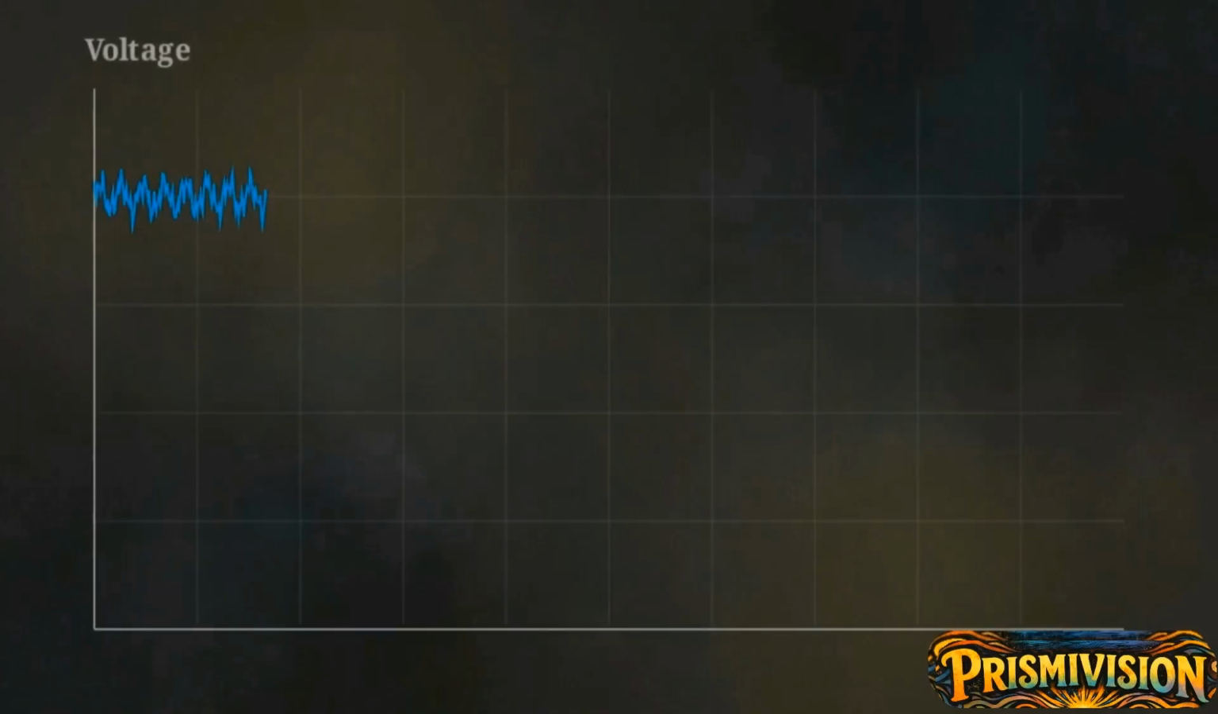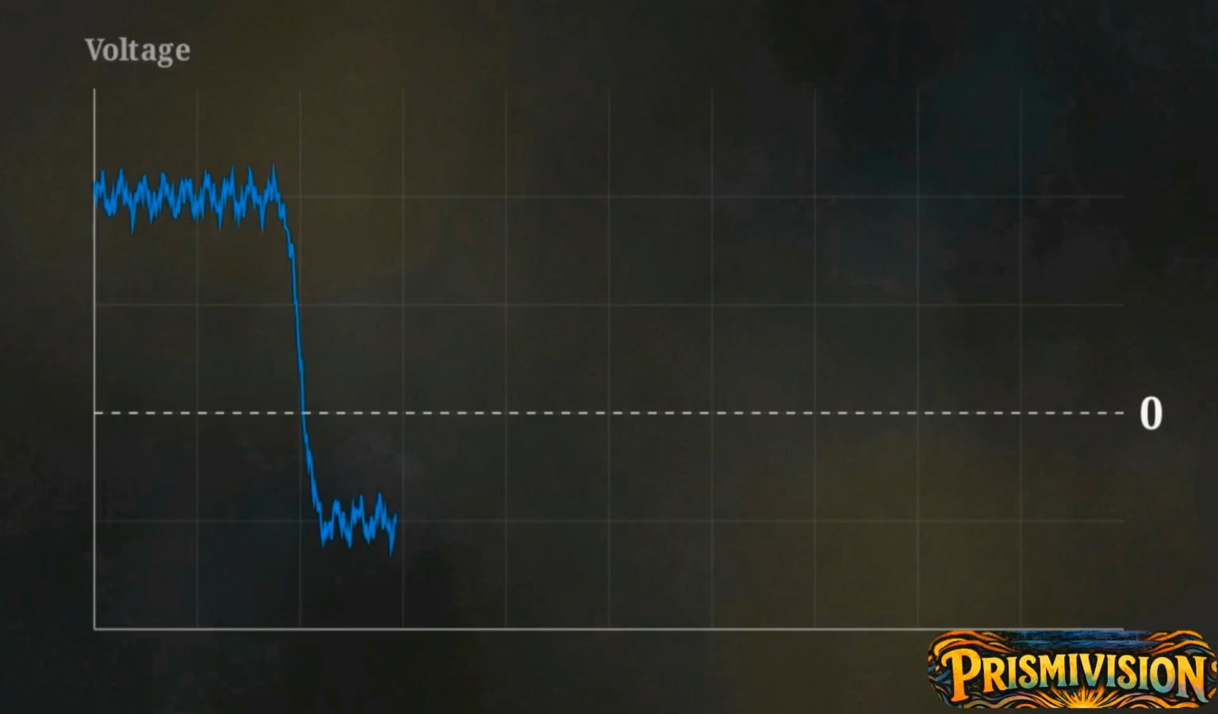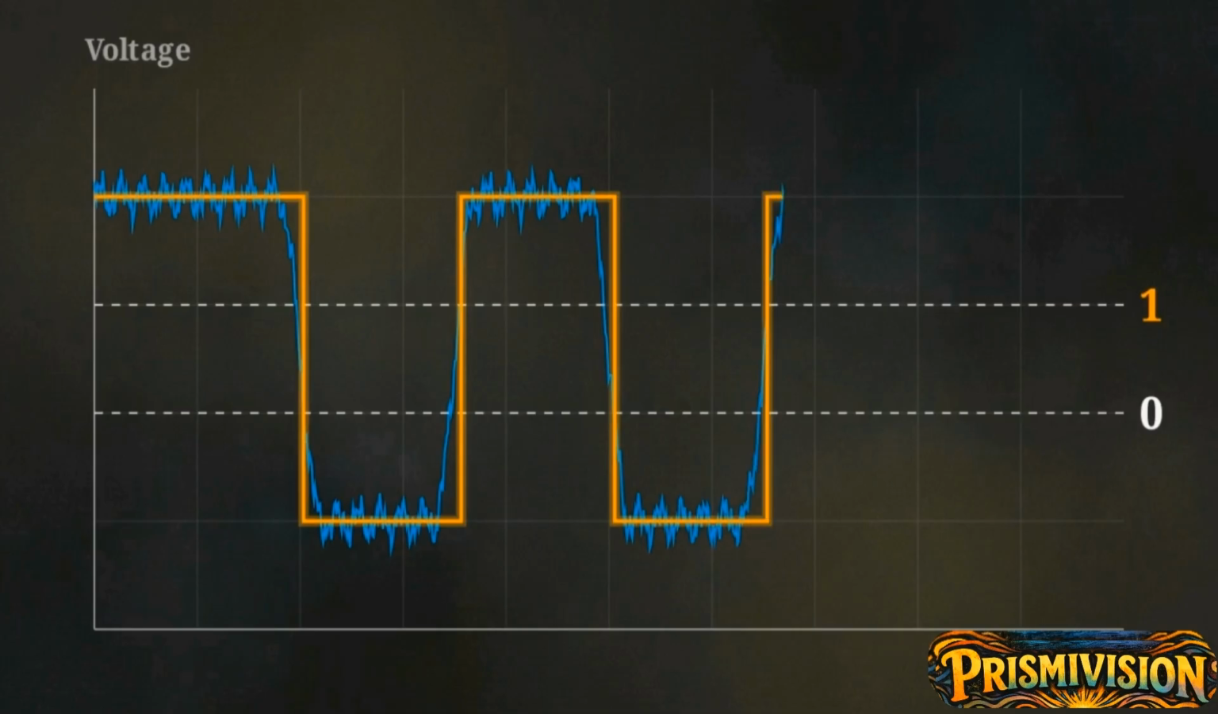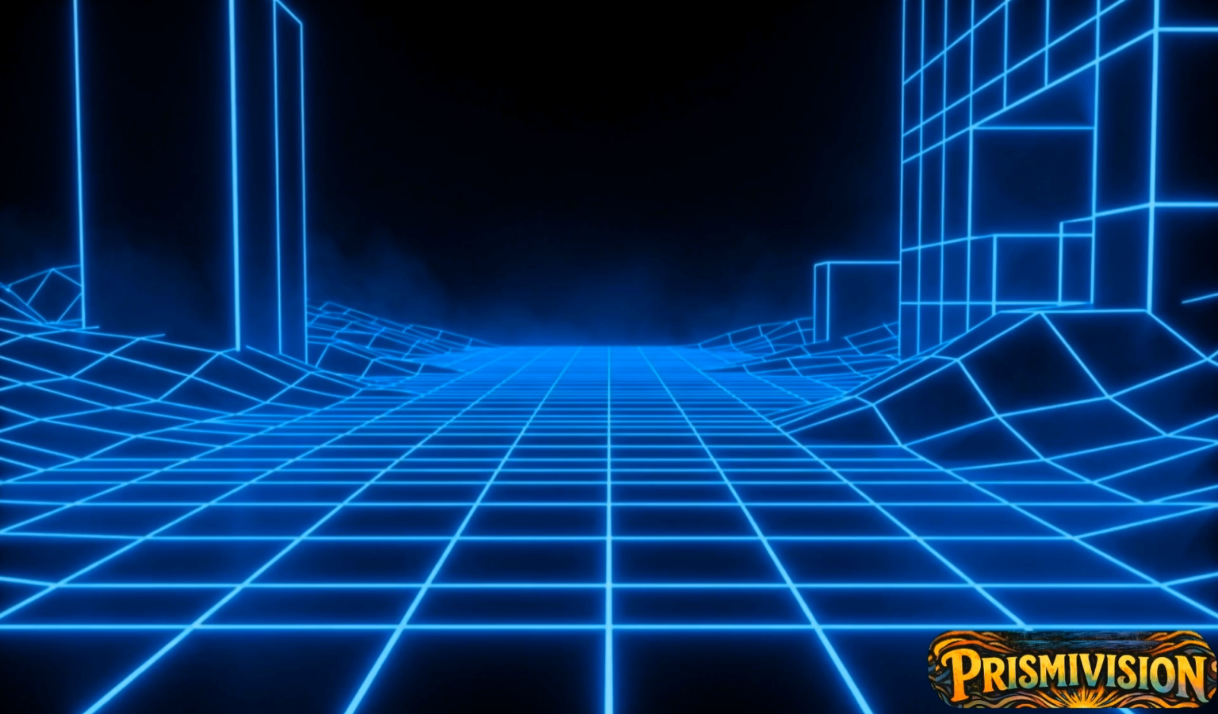To tame that analog environment, engineers step up the abstraction ladder. They force erratic electrical energy to behave like a strict two-letter alphabet. This animated graph illustrates the mechanics. A specific low-voltage threshold is universally defined as a 0, and a high threshold is assigned as a 1.